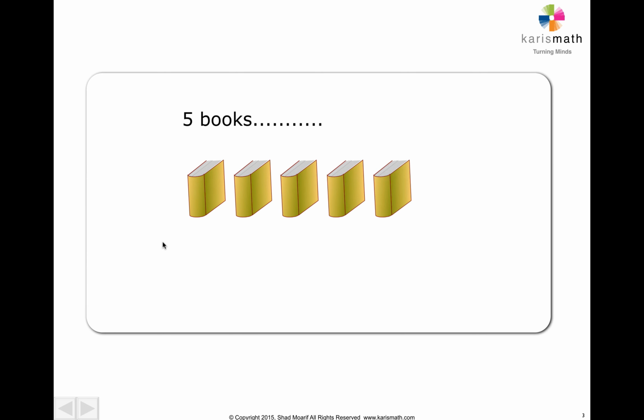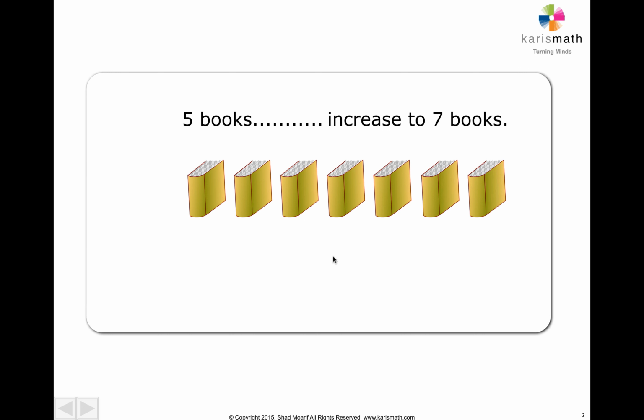Let's start with the basics. Go right back down to zero. Imagine the 5 books. Those are the 5 books that we're going to increase to 7 books. So how much should I add? Obviously 2 more. That's a no-brainer. So I increased it to 7.